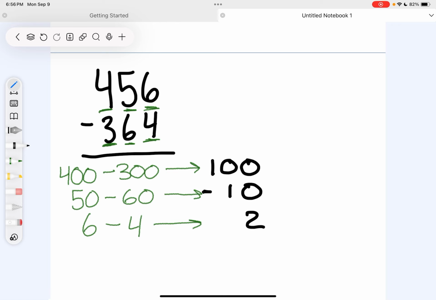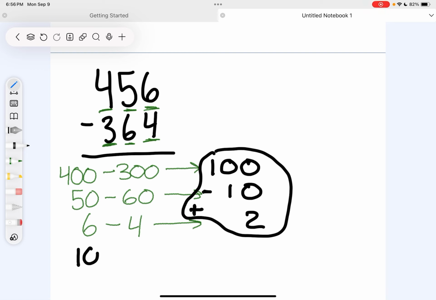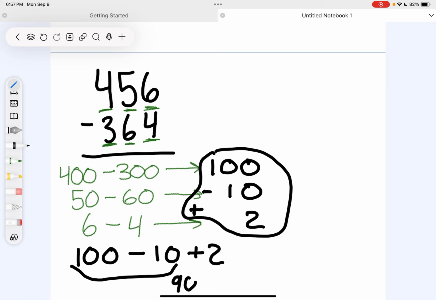Our next step is we are going to add all of these together. So this should get us to 100 minus 10 plus 2. Now you can do it from these two first. So 100 minus 10, which gets you 90, plus 2. So your answer here is 92.